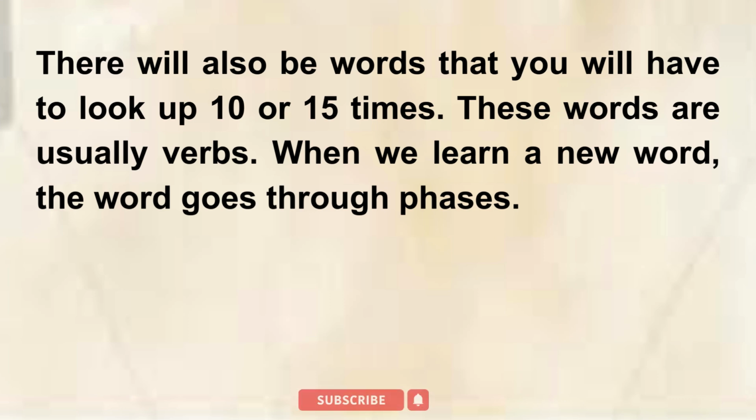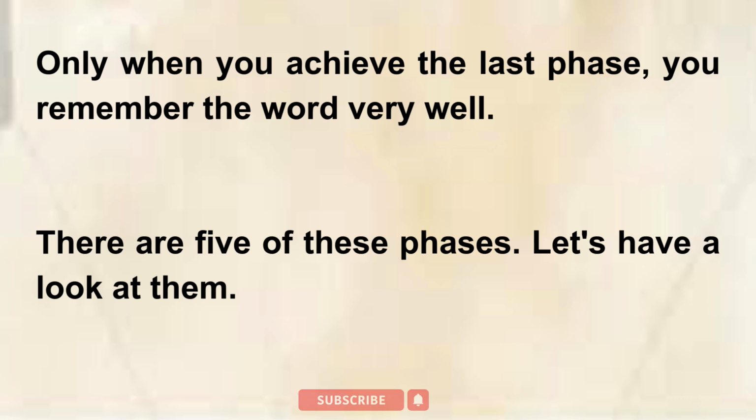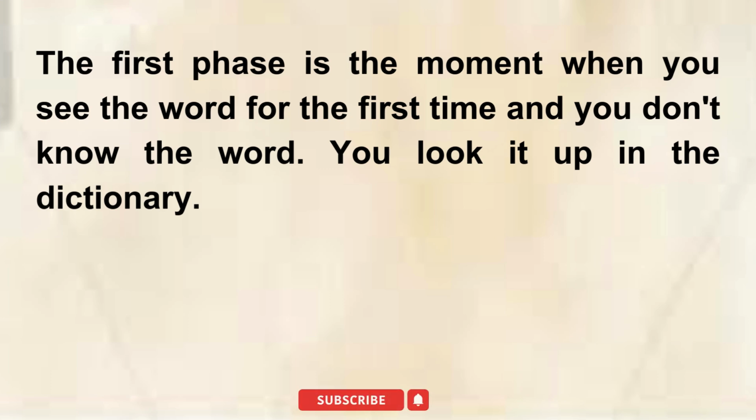When we learn a new word, the word goes through phases. Only when you achieve the last phase, you remember the word very well. There are 5 of these phases. Let's have a look at them. The first phase is the moment when you see the word for the first time, and you don't know the word. You look it up in the dictionary.